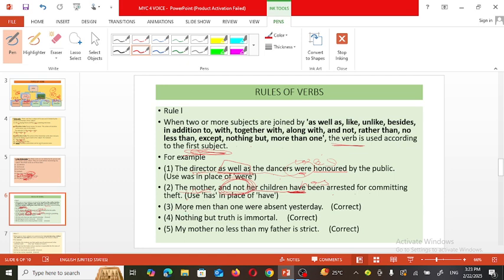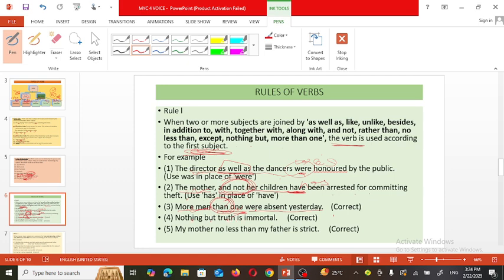See the next example. More men than one were absent yesterday. More men than one. Comparison is done between more and one. So, than is used as a conjunction. More men is plural, one is singular, but according to our rule, we must go with the first subject, and that's why more men. So, were must be there, and this is the correct sentence.